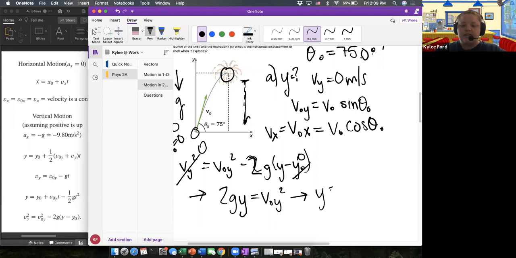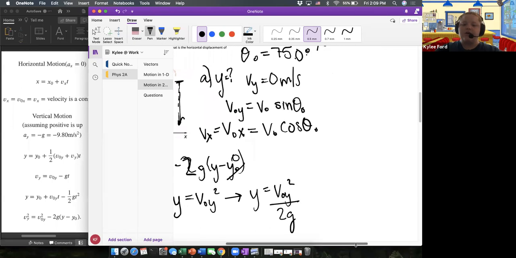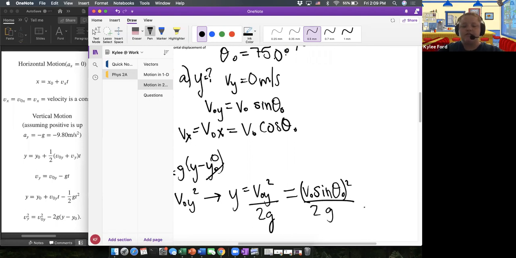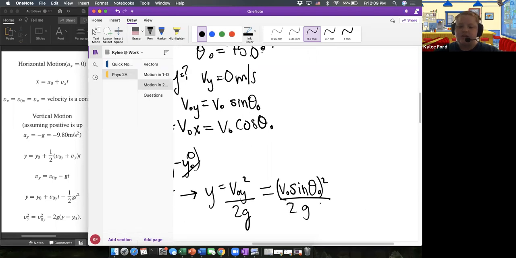Or y equals v naught y squared over 2g. Okay. So now I will plug everything in. My v naught y is v naught sine theta naught, and this is squared, divided by 2g. Okay, now I can plug things in.